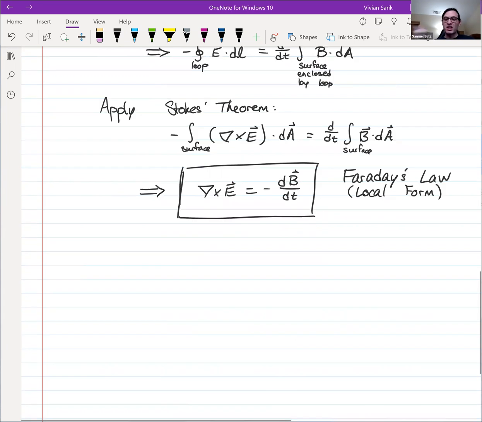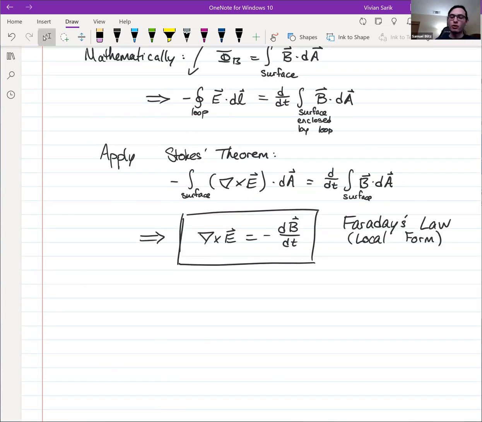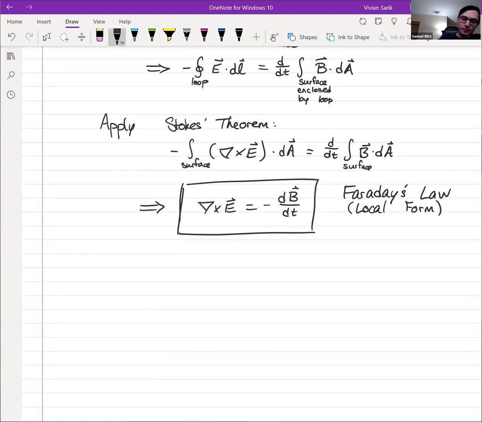So now that we have this local form of Faraday's law, we can actually go back and resolve the issue of the solenoid inside a loop. So the paradox, just as a quick reminder, we had our solenoid inside a loop. This is a long solenoid, so it extends in both directions. And we have our loop that goes around the back.